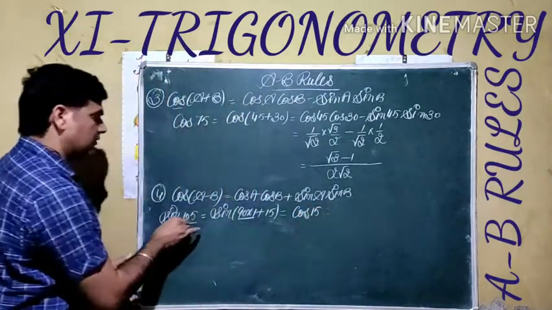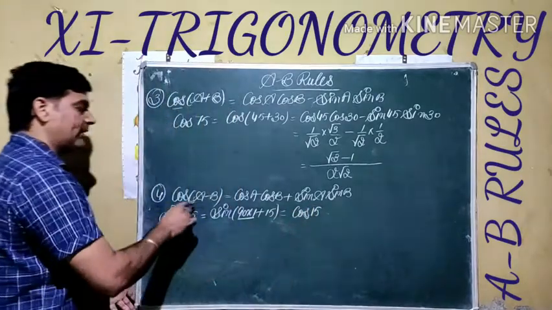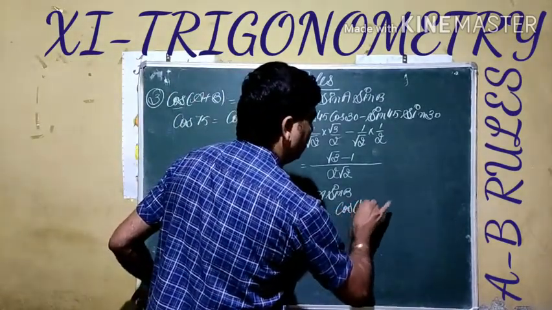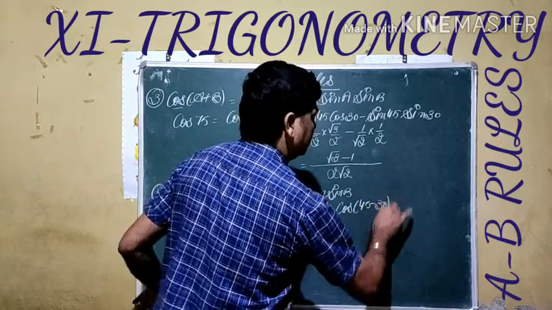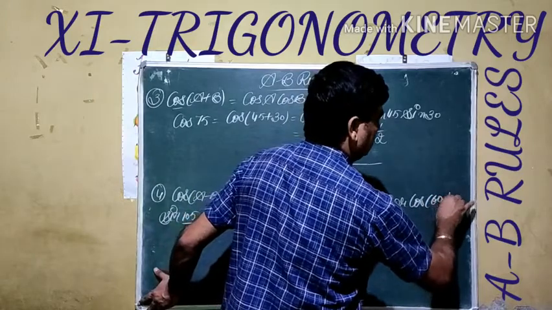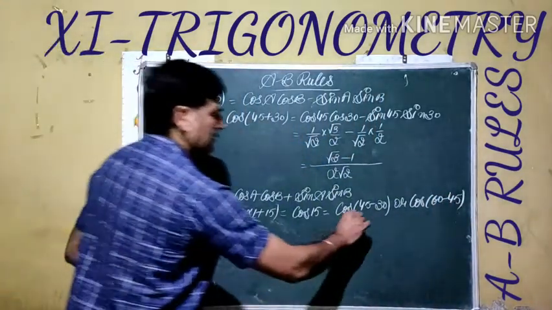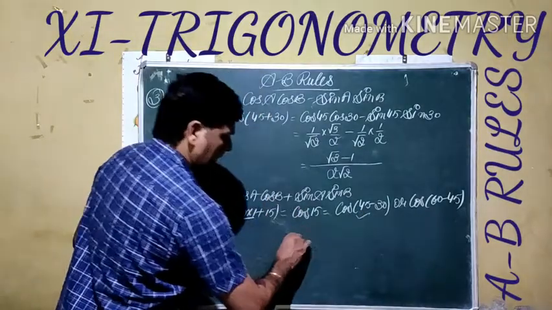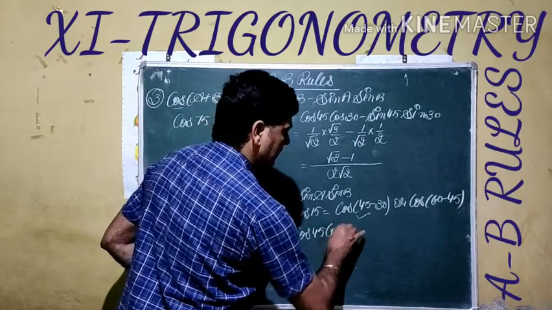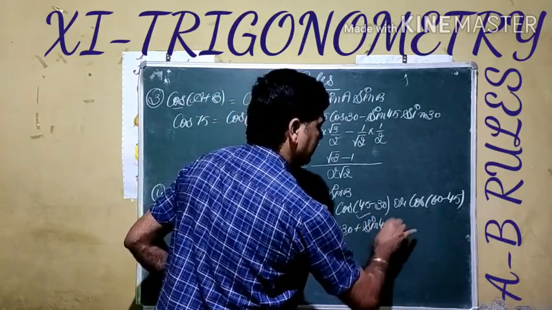Angle 105 lies in the second quadrant, so it is always positive. Now cos 15 can be written as a difference of two angles. It can be written as 45 minus 30, otherwise 60 minus 45. We can write any one of them. We break this by the rule: cos A cos B means cos 45 cos 30, plus sin 45 sin 30.